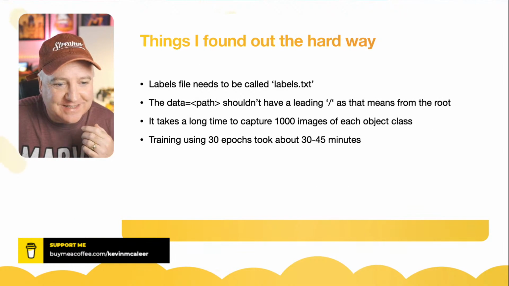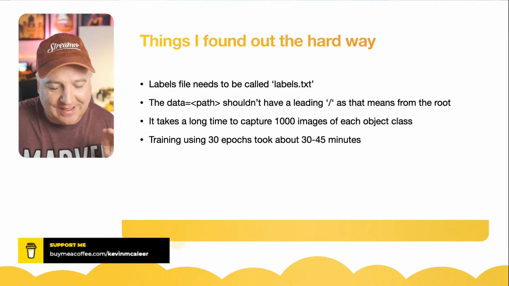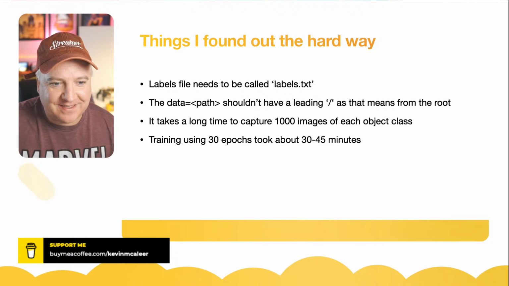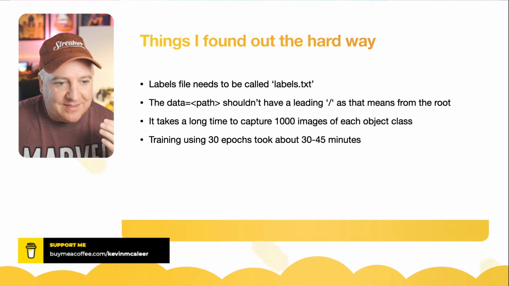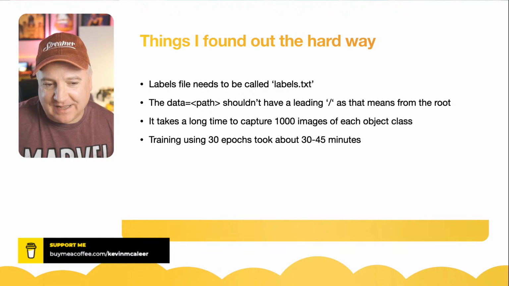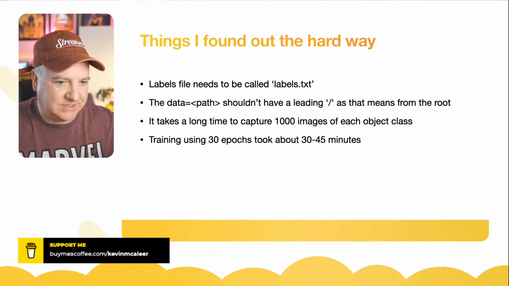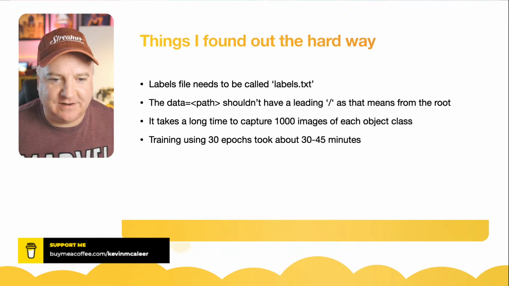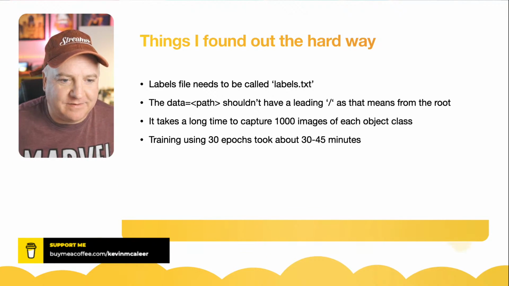So, things I found out the hard way. The labels file simply needs to be called labels.txt, or it doesn't work properly. That must have wasted an hour of my life. I think I called it smars labels or class labels, something like that. And the path where you pass in where the model is shouldn't have any kind of slash in it. I was getting a bit ahead of myself and put in a slash, which meant the root directory rather than the current working directory that I was in. Again, that threw me for probably another half an hour.